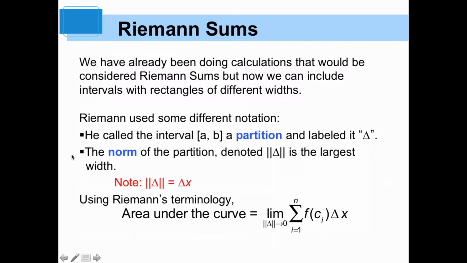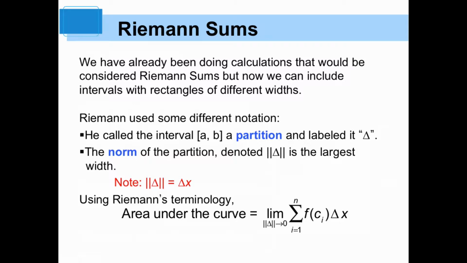He called that, by the way, the norm of the partition. There's the notation. It's like a double absolute value bar of delta. What is that? That's the width of the largest, or the fattest rectangle. Wait, does it have to be the fattest one? It's got to be the fattest one, and you'll see why in a second. He doesn't care about all the little guys, just the big fish.